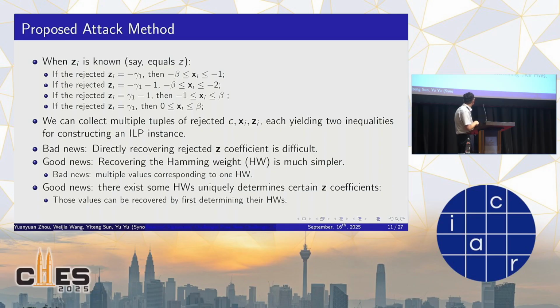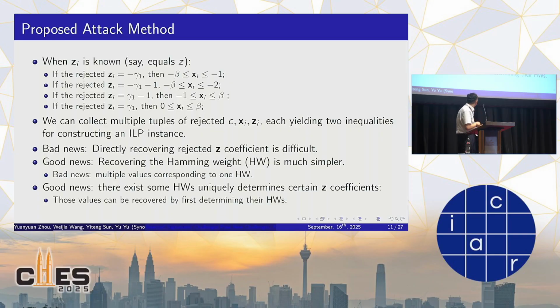But multiple values correspond to one Hamming weight. For example, we know that the Hamming weight of 1 is 1. We also know that the Hamming weight of 2 is also 1, and the Hamming weight of 4 is 1. So when we know that the Hamming weight of a value is 1, we don't know what value it actually is. That is the problem.